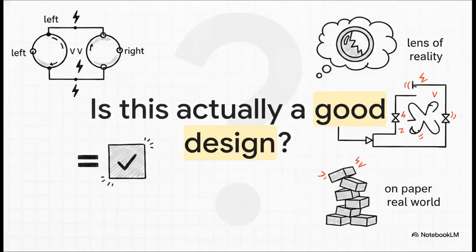Okay, take a breath. Look at what we've just accomplished. We solved both the left and right loops. We know the currents, we know the voltages, the math works out perfectly, right? It feels like a total success. But here is where we really have to ask the hard question. Is this actually a good circuit design? I mean, does this mathematical perfection on paper actually survive contact with reality?